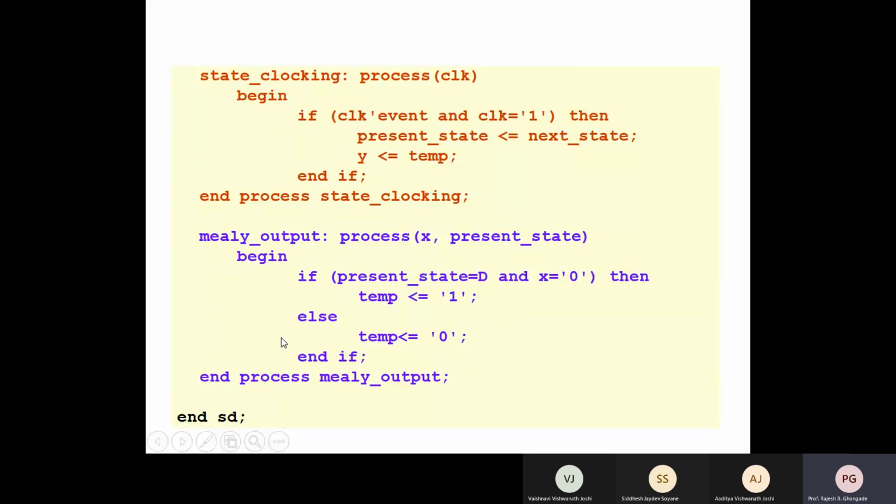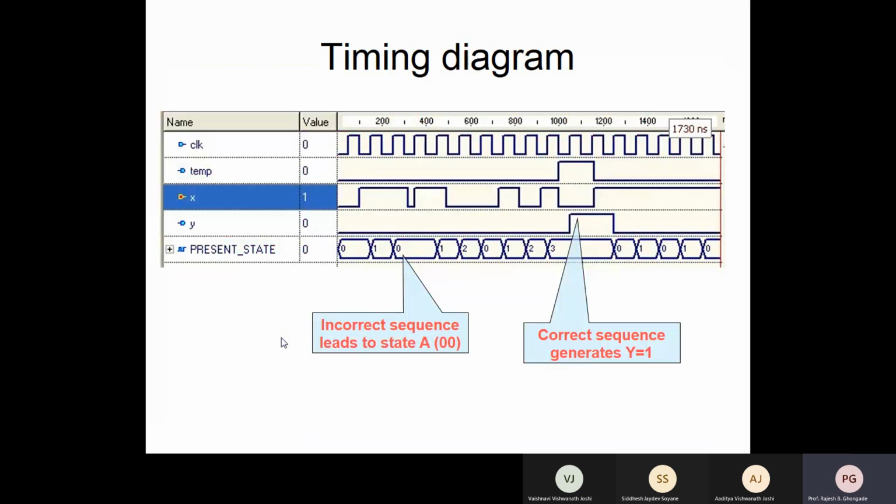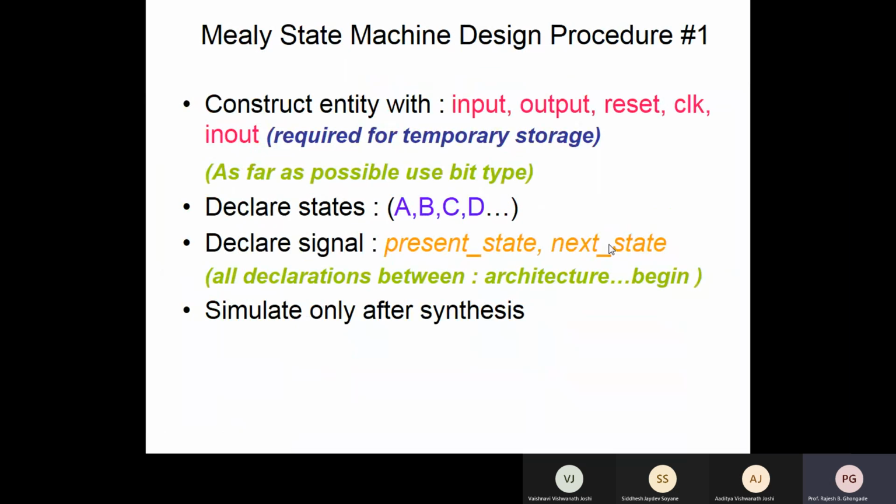So this is actually a 3-process style of the state machine. We have already seen this timing diagram and seen that whenever there was an incorrect sequence, the present state fell back to 0. The states were encoded as 0, 1, 2, and 3, and that is what has happened. Whereas in case of the correct sequence, it does generate the output. You can see it has detected the correct sequence, so the output is asserted over there. This was the synthesis result, no need of going for that.